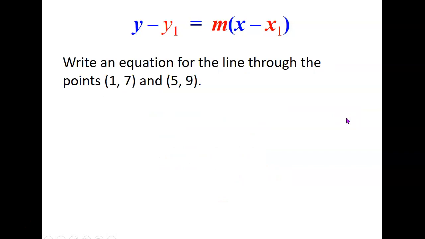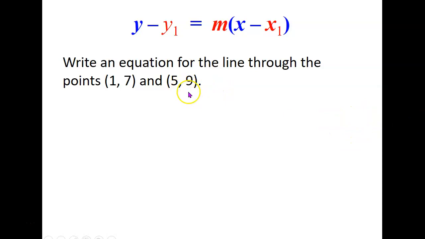What about an equation for the line through the points 1, 7 and 5, 9? So here we just have 2 points, and we want to go from 2 points to an equation. So this is a 2-step process. Step 1, find the slope. And then step 2, use the slope and one of those points to write the equation, just like we did in the last couple of examples.